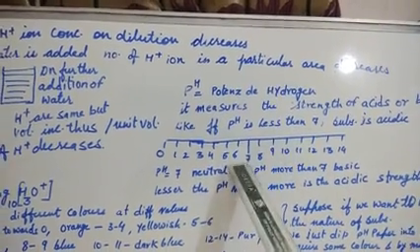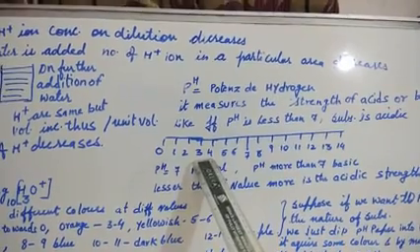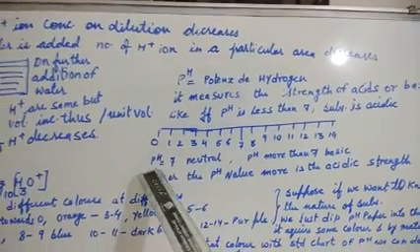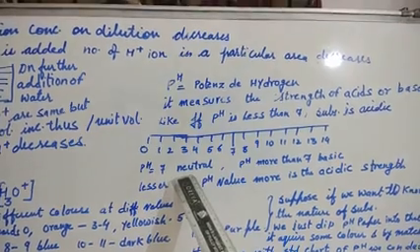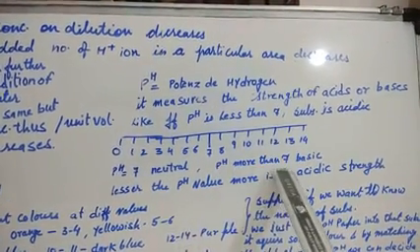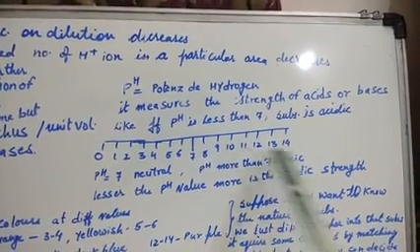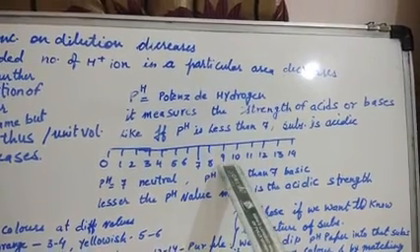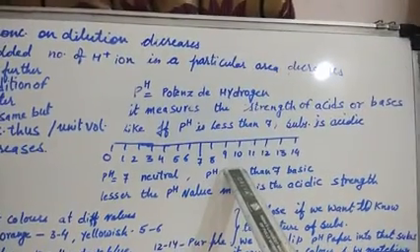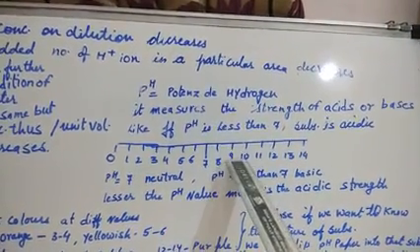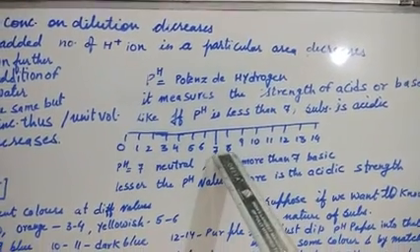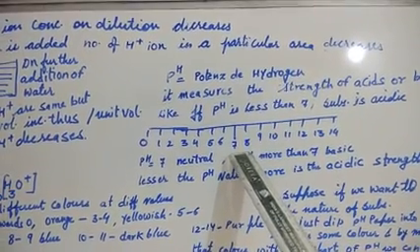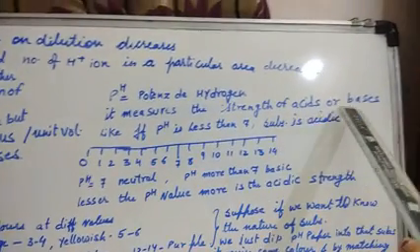If pH is less than 7, then the substance shows acidic nature. And if pH is equal to 7, then the substance is regarded as neutral. And if pH is more than 7, the substance is basic. Suppose I am taking a substance A having pH 8 and a substance B having pH 10. Which is more basic? Obviously, the substance having pH 10 is more basic and the substance having pH 8 is less basic. So in this case, pH is just a measure of strength of acids or bases.